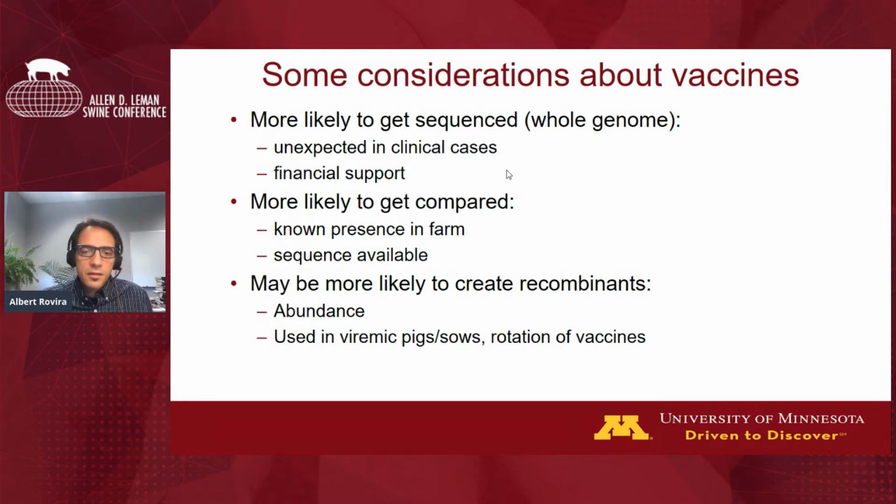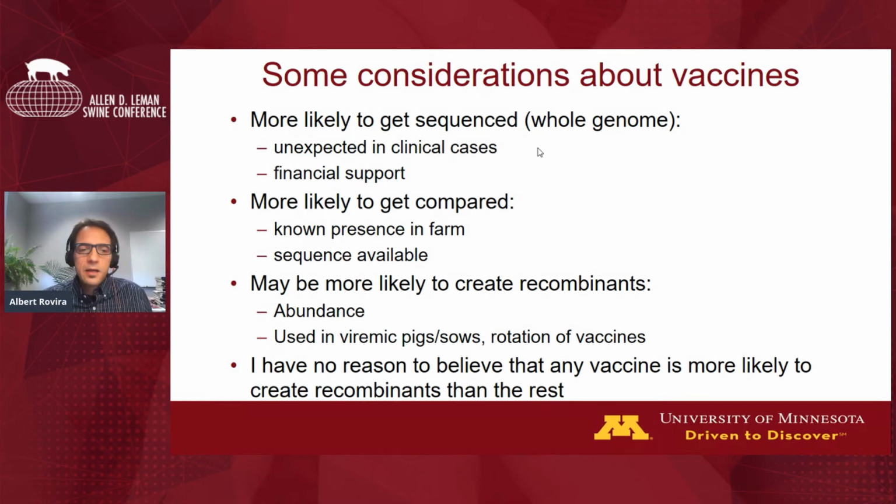Rotation of vaccines, I think it makes sense if you want to create broad immunity. Now, it makes more sense perhaps with killed vaccines than with modified live vaccines, because you also introduce a little bit of the risk that you would create a recombinant if they happen to be circulating at the same time.